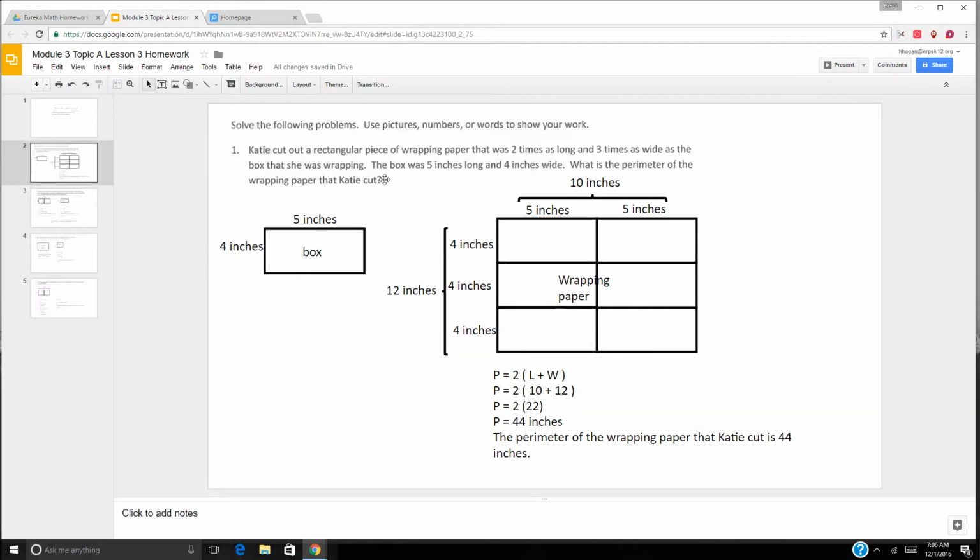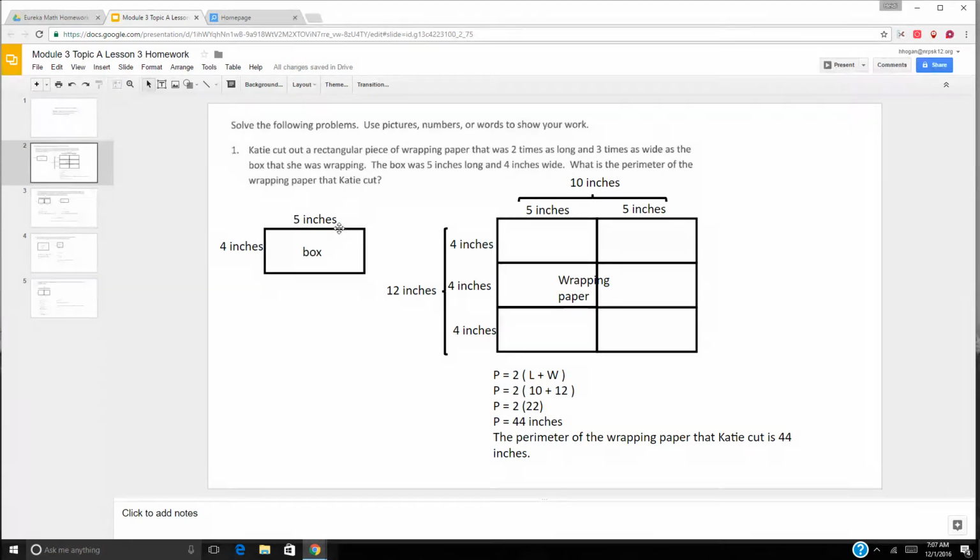So let's find out. The box was 5 inches long and 4 inches wide. What is the perimeter of the wrapping paper? So do we need to know anything about the box right now? No, but we do need to know the dimensions of the box, that it's 5 by 4, because they told us that the wrapping paper is 2 times as long. So 2 times 5 is 10. And 3 times as wide, so 3 times 4 is 12.